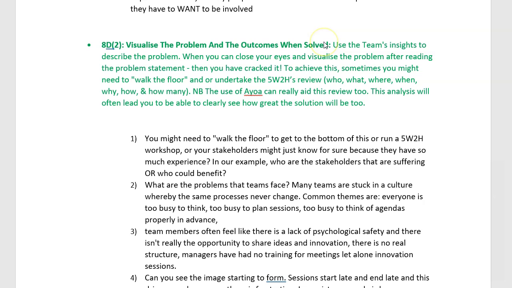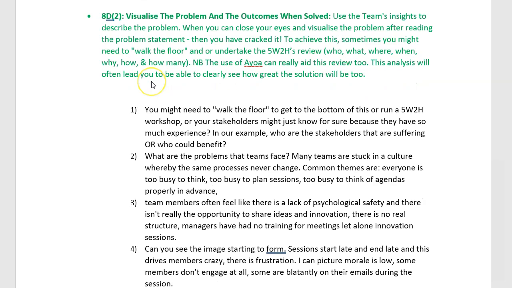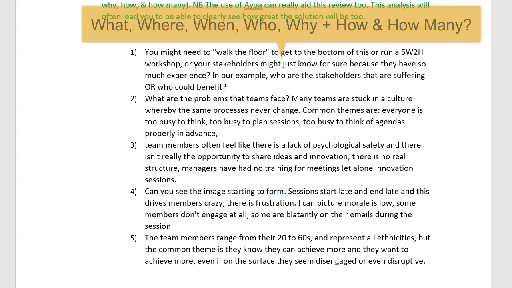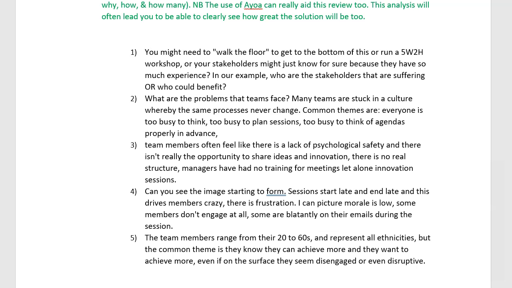You will see from my heading that I have enhanced this to visualise. I believe that the description has to be so good that when you close your eyes after reading, you can actually picture it. Then you've cracked it. To get to this level of detail, you might need to walk the floor to get to the bottom of this, or run a 5W2H workshop. Or your stakeholders might just know for sure because they've got so much experience.